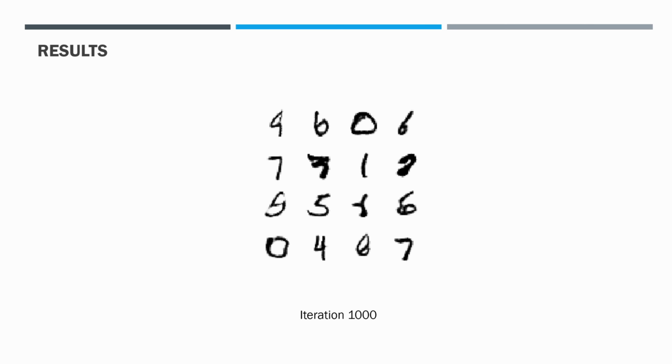So you can see that even with a relatively small model and a relatively small amount of code, the GAN we created was able to generate surprisingly realistic handwritten digits that even a human can't tell apart.